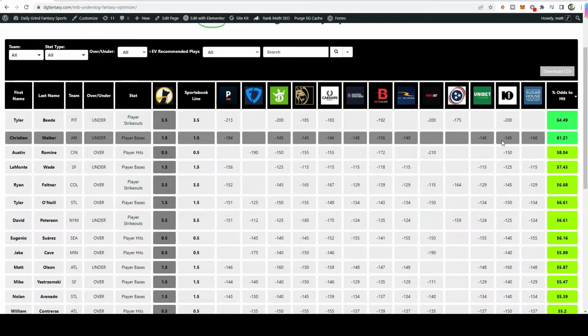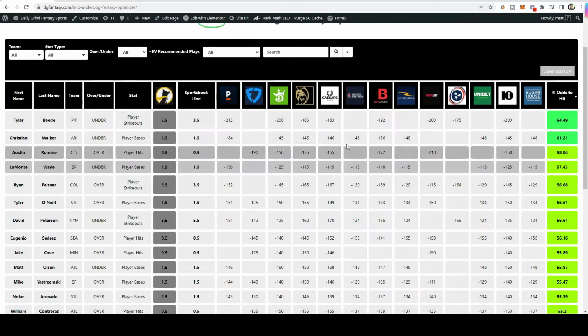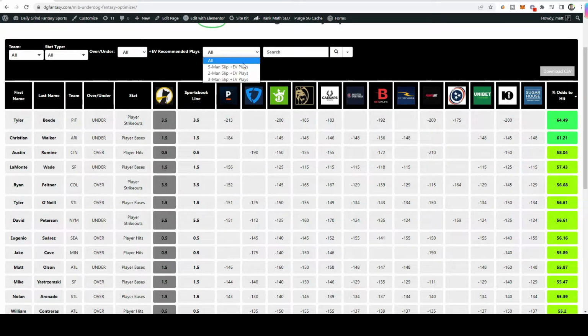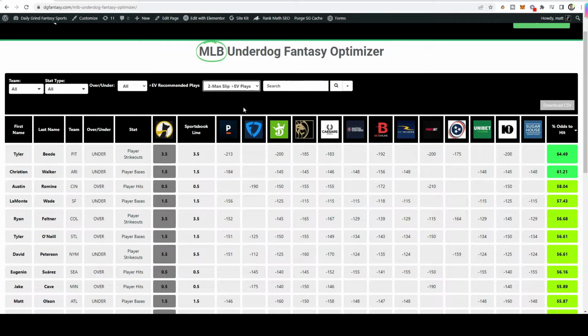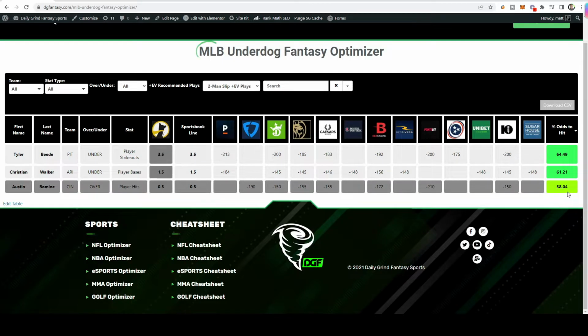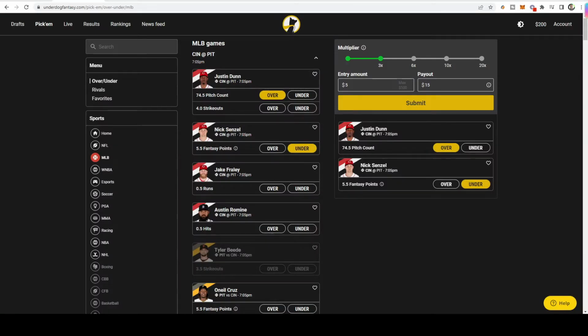This optimizer figures out the math for you to calculate the plus EV bets and how to remain profitable in the long run on Underdog while comparing all these major sportsbooks lines. You can also filter by the type of slip here at the top for Underdog Fantasy. When you filter by two-man slip, you should see only the 58% and above displayed. Now let's go over the hidden math for the rest of the slip types on Underdog Fantasy.